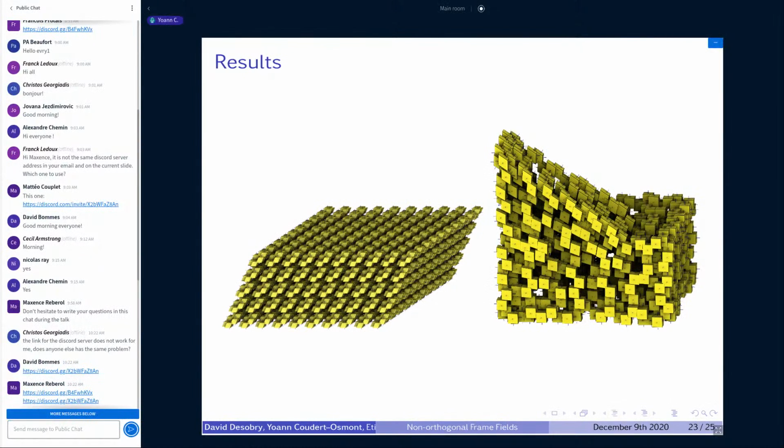Now I can show some results on very simple models. So here we have a parallelepiped. We obtain exactly what we want because each frame is the same parallelepiped but smaller. That is to say, each normal of the frames is a normal of the big parallelepiped. And in the right image, we can see that we have a smooth transition between orthogonal frames and non-orthogonal frames here.